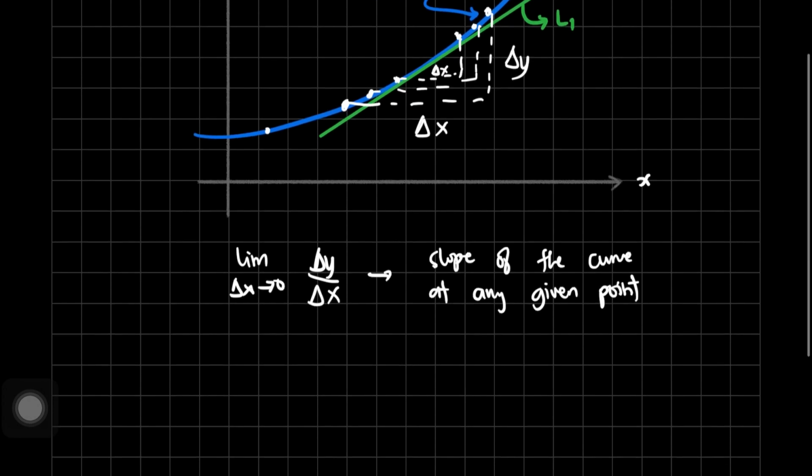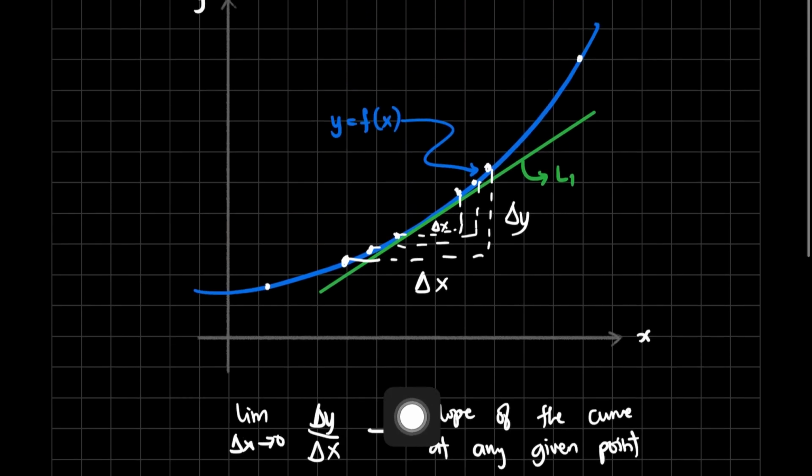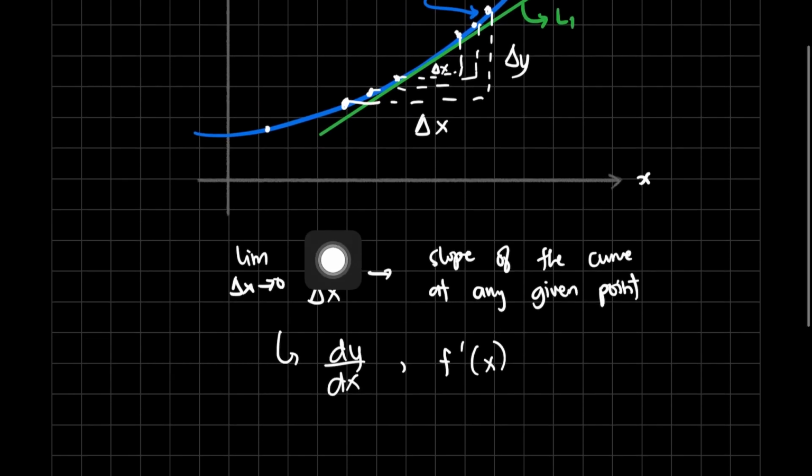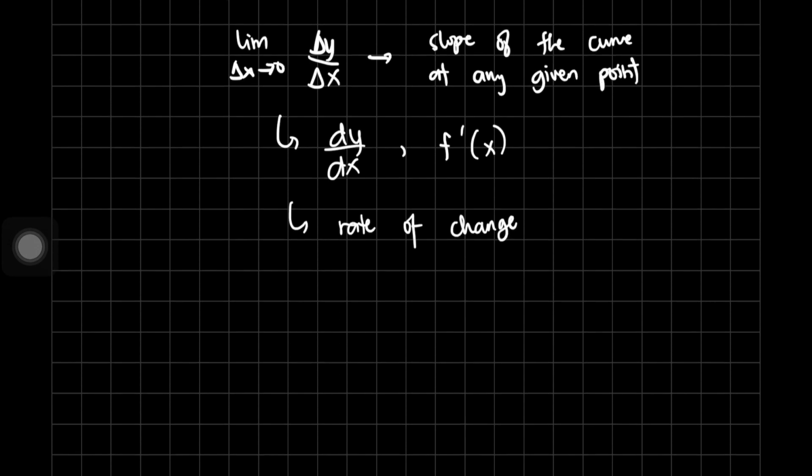And this expression here is actually the derivative of y with respect to x, or it can also be denoted as f prime of x. Now this concept of derivative can also be used in the application of rate of change.